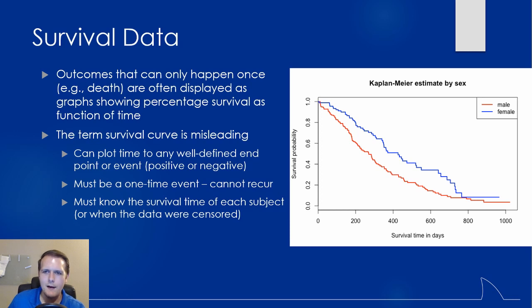Now, you're going to find that survival data, quote unquote, is going to be a little misleading. This can really apply to anything that happens once, right? Death is used most frequently because that is a very typical thing you think of that only happens once, right?